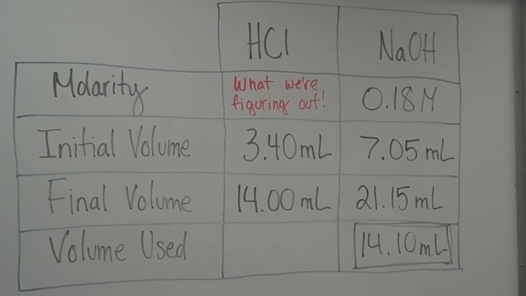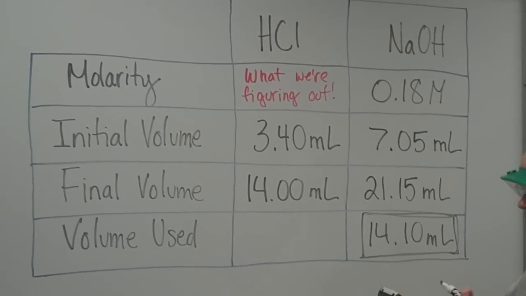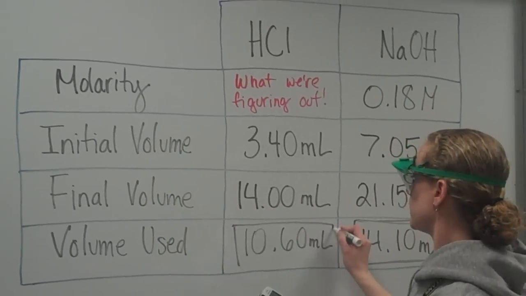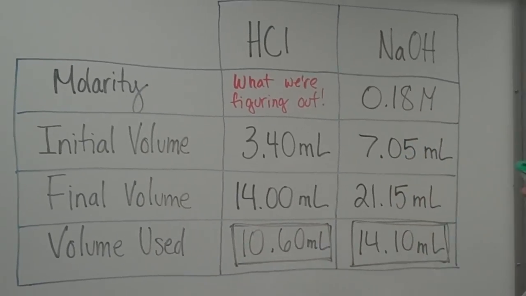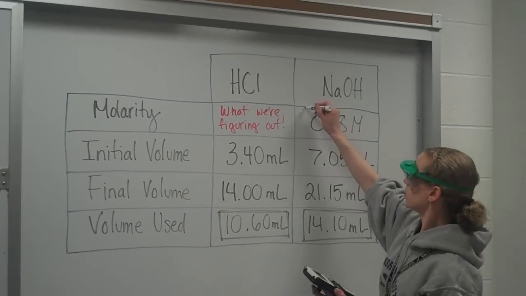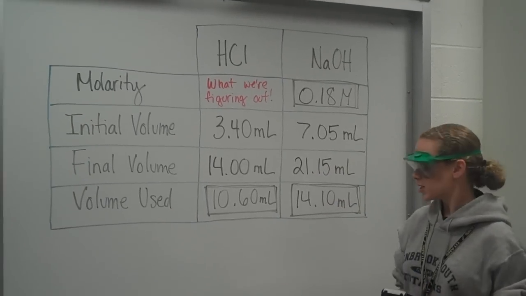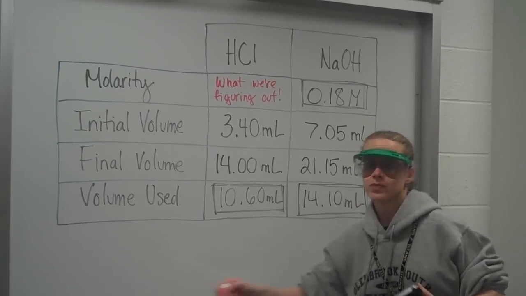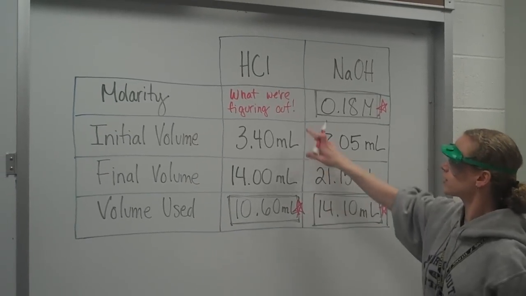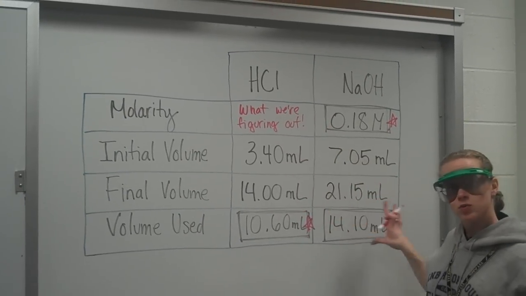For my acid, I used 14.00 minus 3.40, 10.60 milliliters. I'm going to need this piece of data in my calculation too. There's a third piece of data that I'll need for my calculation, and it's the very first thing we wrote down, the molarity of the base. So these three numbers are the numbers that we're going to need to use to do our calculation, and that calculation is going to help us figure out the thing we're looking for, the concentration of the acid, the mystery concentration of the acid.